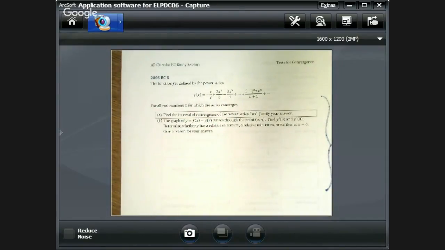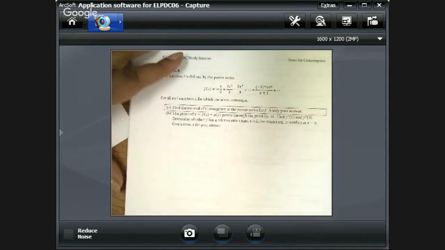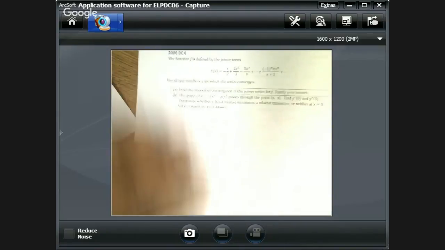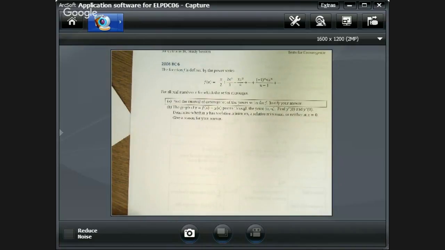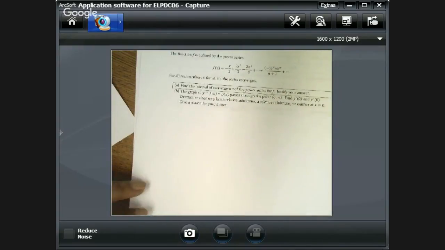From 2006, this was number 6. So we told you that F is equal to that power series. We haven't told you the closed form of F, but we have told you that it's equal to this power series. And in part A, which is the only part we're going to look at, we asked for you to find the interval of convergence.